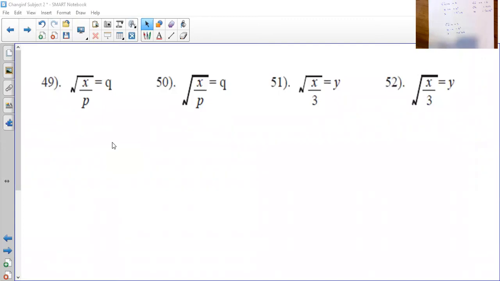Okay, so let's have a think about these. Think about where the square root symbol is, and which you need to undo first. So pause the video here, give yourself 6 minutes to answer these, and then we'll go through the answers.